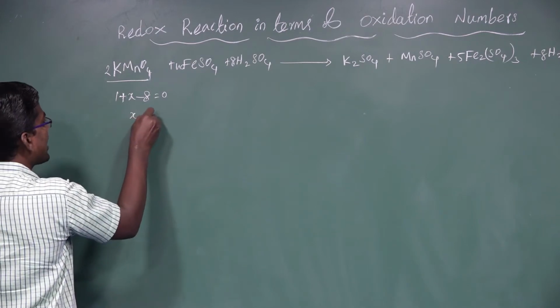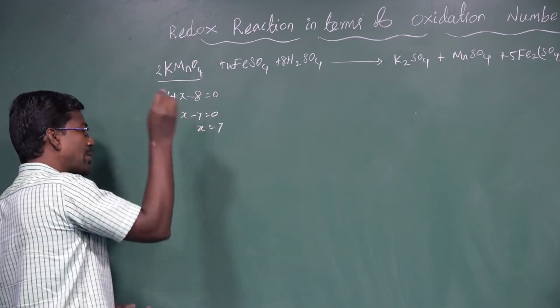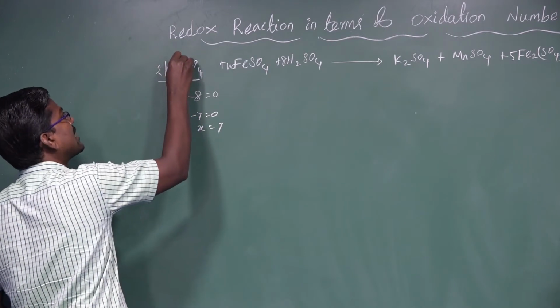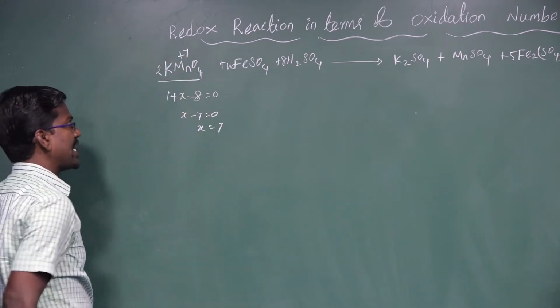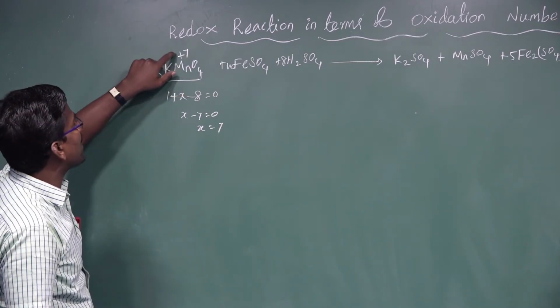So X minus 8 plus 1 equals 0, X is equal to 7. So potassium permanganate, which contains manganese, exhibits the plus 7 oxidation state.